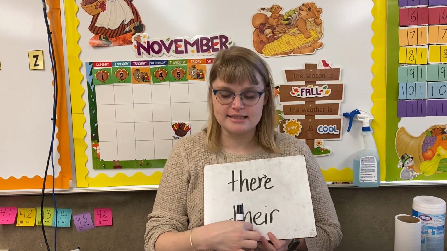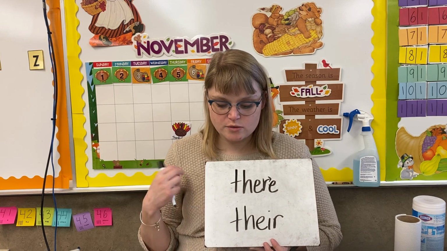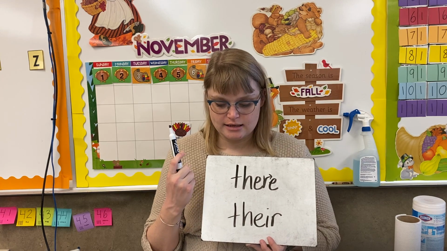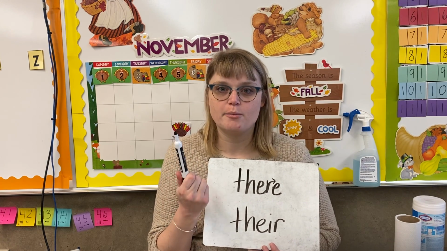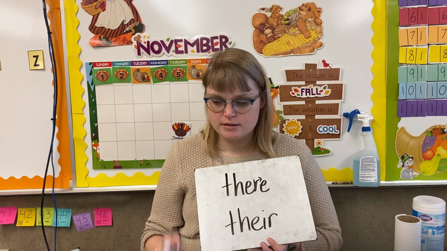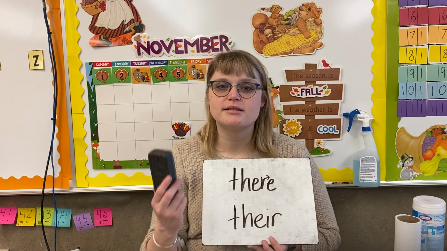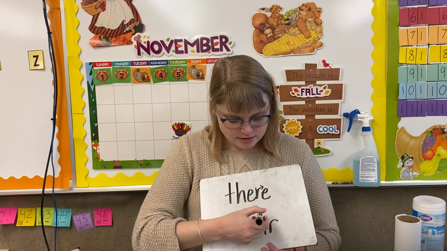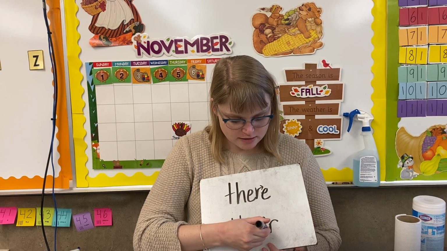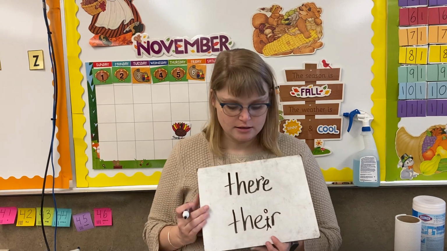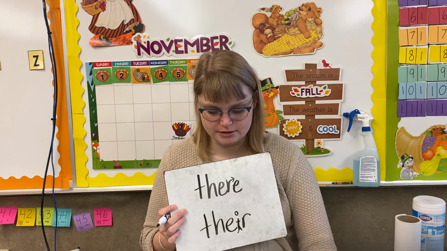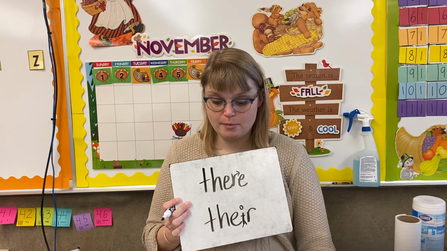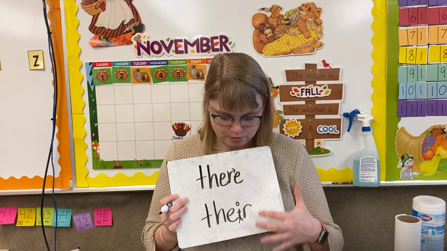This one, T-H-E-I-R, shows belonging. So I might say that this marker is their marker, or this eraser is their eraser. So that means that it belongs to someone. And so to help me remember that one, I like to turn this I into a little person because it belongs to a person. Now both of these are sight words, so we'll have to memorize them so you can remember which one is which.